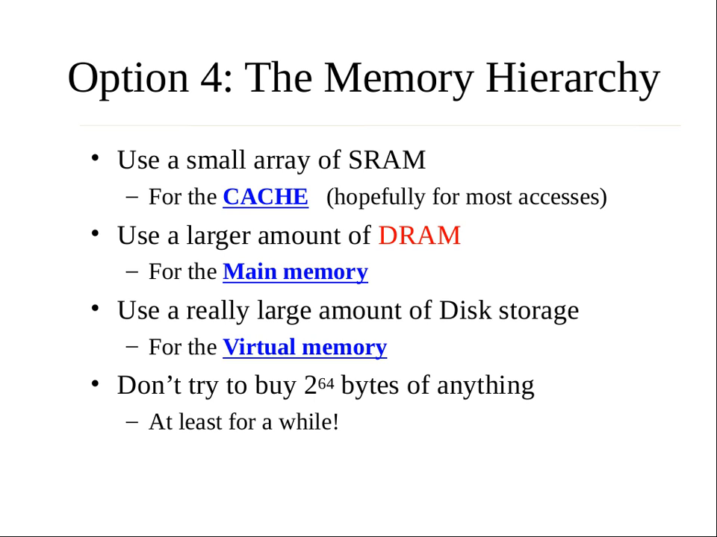All right, so we're going to use a small array of SRAM for the cache, which we're hopefully going to use for most accesses. Then DRAM for main memory, and then disk for virtual memory. And again, don't try and buy 2 to the 64th of anything.